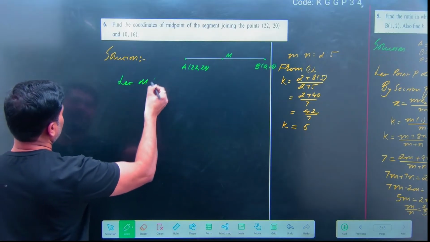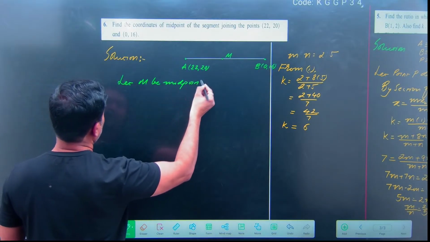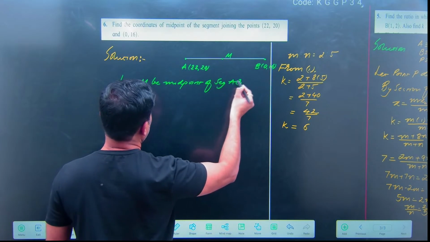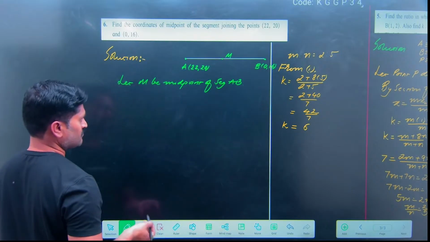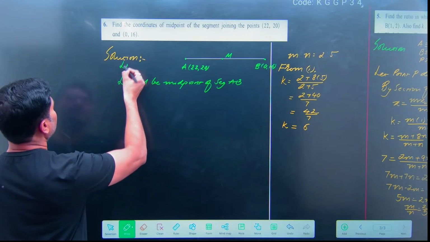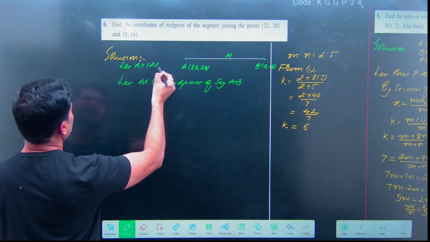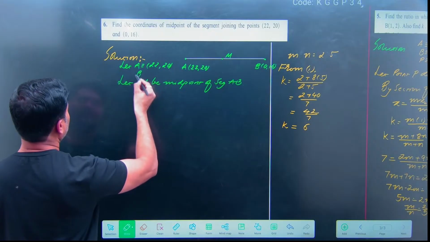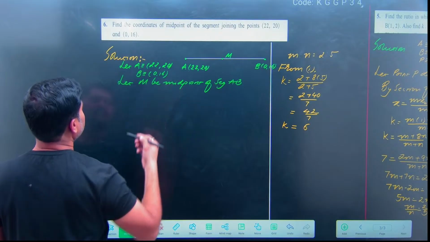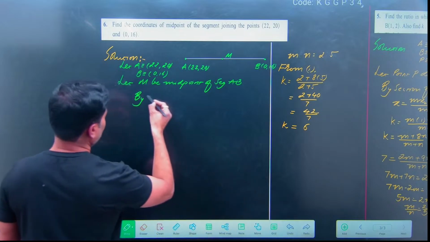Let M be the midpoint of segment AB. And here we will write these points as coordinates of A and B, and 0, 16. And again, since it is a midpoint, we have to use the midpoint formula.